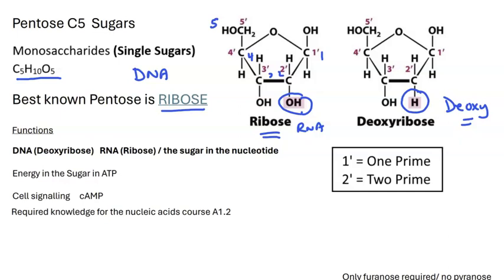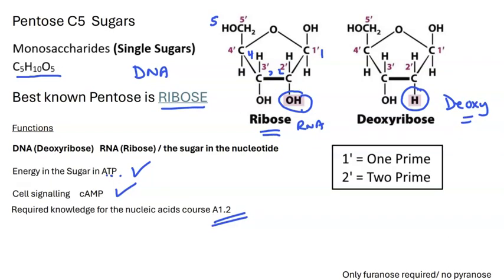Pentoses play all sorts of roles within the cell. They're involved in energy, and particularly in ATP. We'll come back to this one in a short while. They're also involved in cell signaling and very much involved in the structure of DNA, which is covered under A1.2 as we consider the structure and function of DNA.